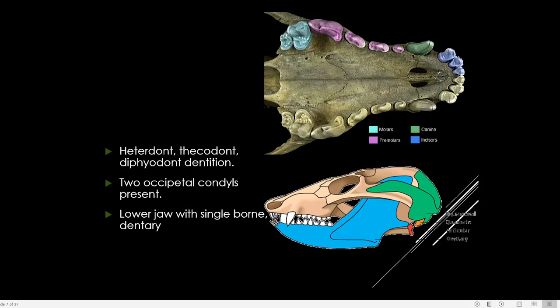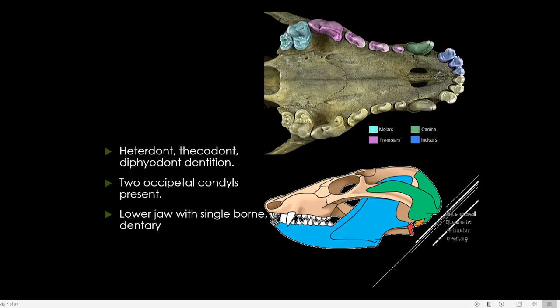Hetero means different, dont means teeth. So mammals possess different types of teeth. That is why they are known to have a heterodont dentition. What is the second term? Thecodont. Theco means socket. Here you can see that all mammals have their teeth placed in a small hole. All these teeth are placed in a hole or a socket, just like the socket of an electrical socket. There is a hole or a socket or a depression in which the tooth is fixed.